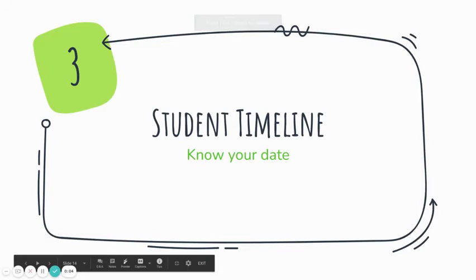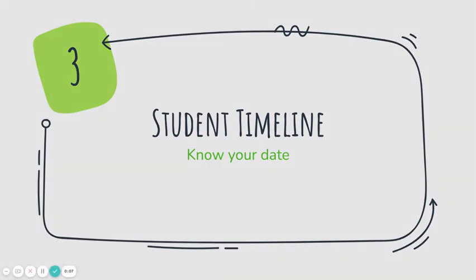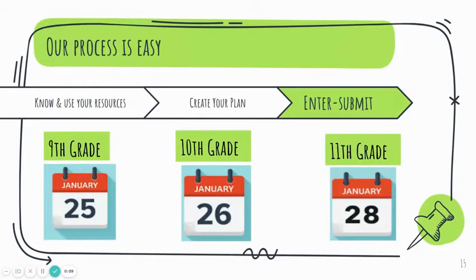Part 3 is student timeline and knowing your dates. The scheduling process is easy. We start out in December and we talk about your resources. We talk about the course description guide. You talk with your teachers. You talk with your counselor in January. You ask questions. You find out what all of the opportunities are that are available to you. And then in January, you receive your course request worksheet and you put it all down on paper. And then you see what your schedule could be for the 2021 school year.